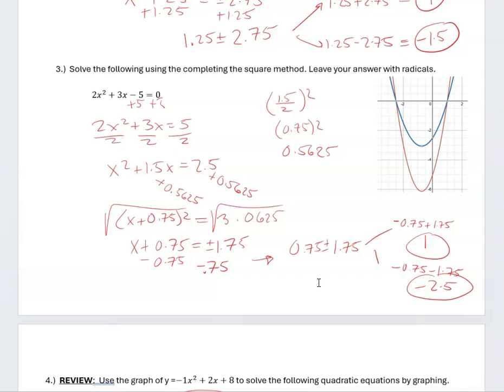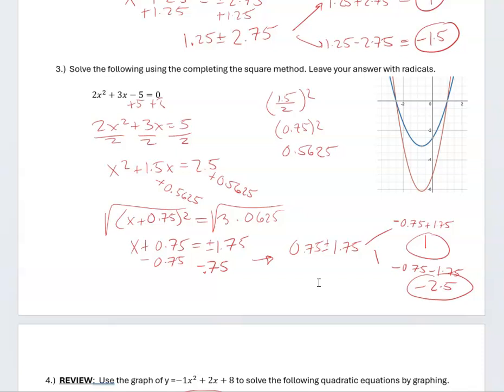Now, I just wanted to show you guys the original graph of 2x squared plus 3x minus 5 is the red one. The graph of x squared plus 1.5x equals 2.5 is the blue one. While they're different, they have different y-intercepts, and one is wider than the other and so on. Doesn't matter. The main thing is that the x-intercepts are going to be the same.